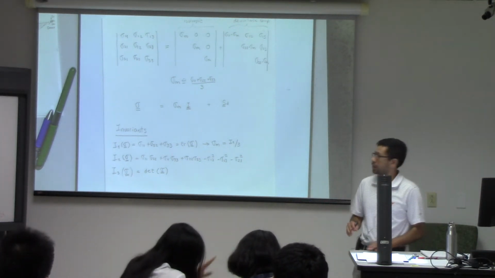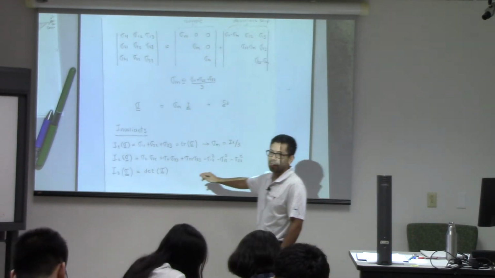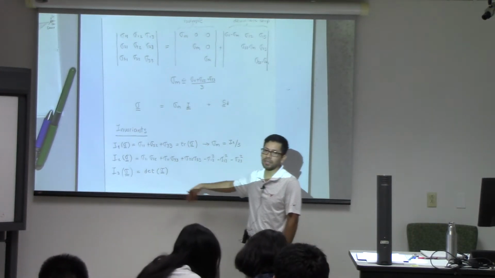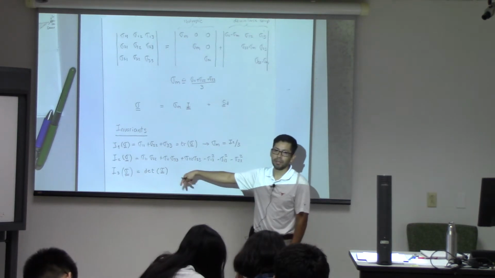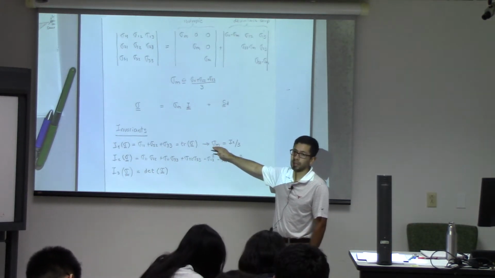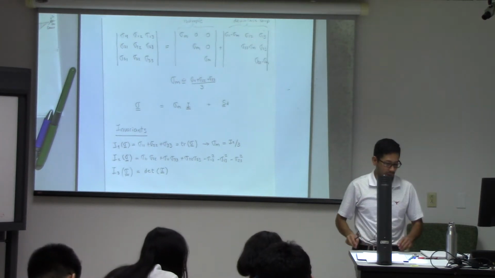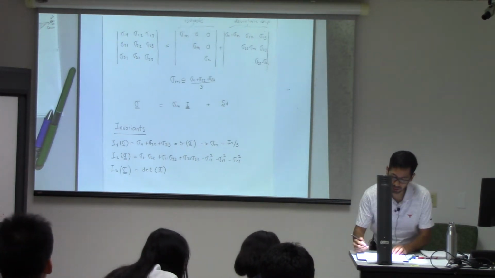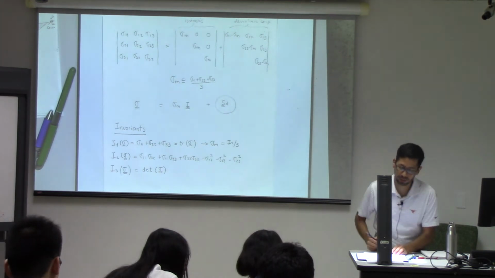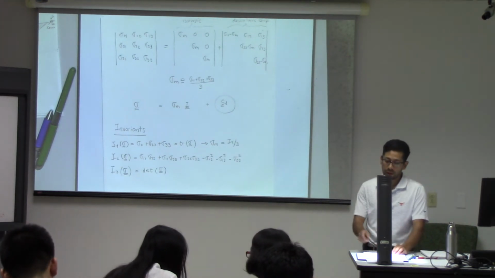It's the determinant. But actually, we don't need these two. The most important invariant here is the first invariant of the stress tensor. However, there is another one that we can calculate.